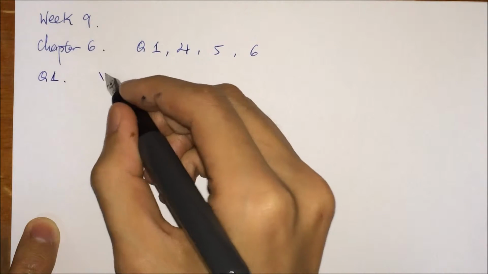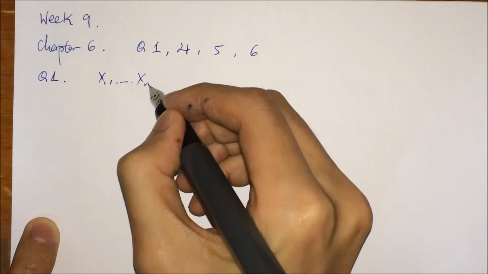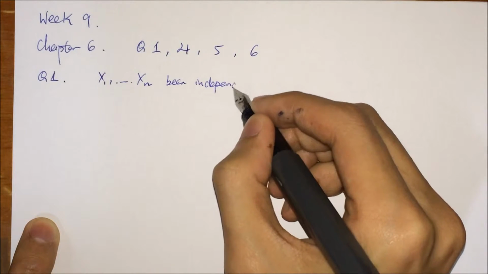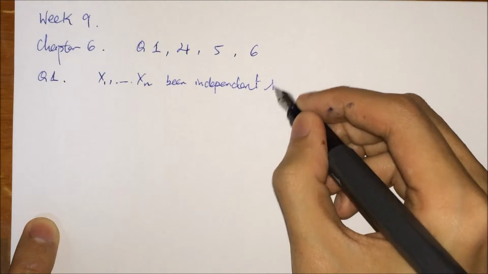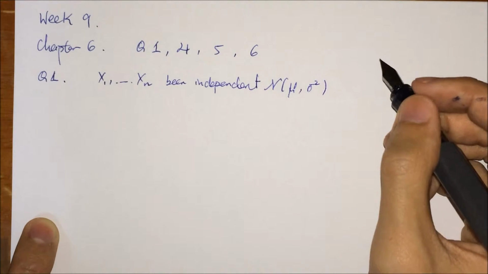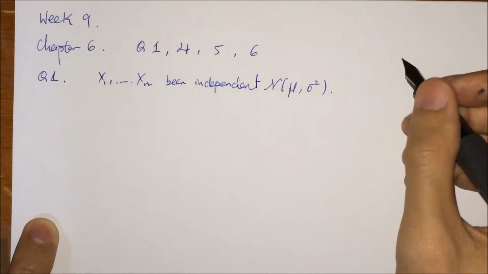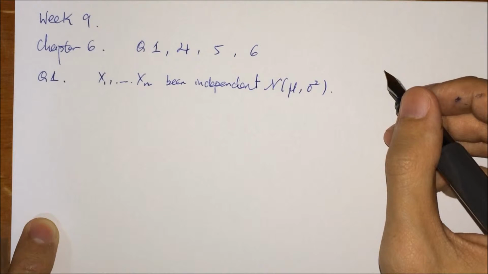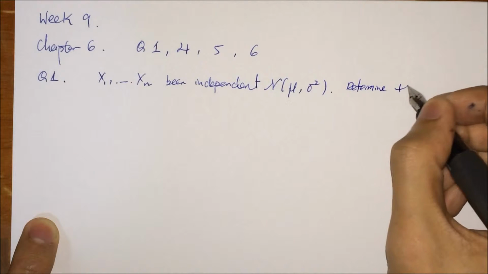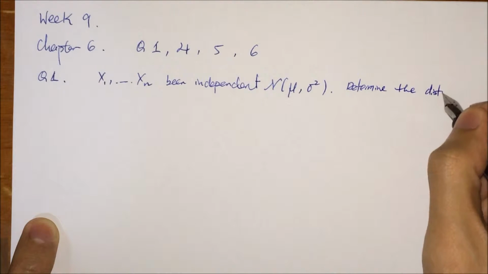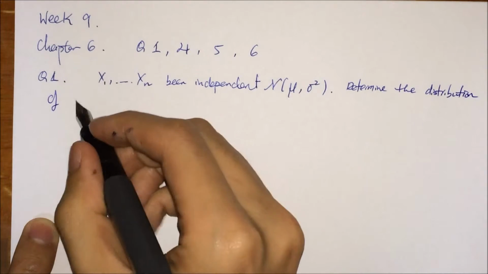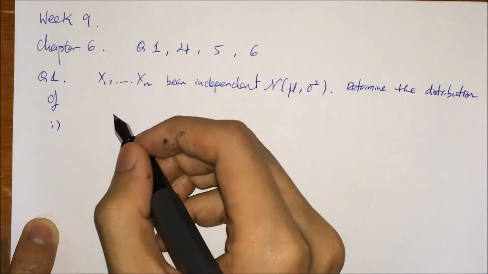So question 1, we have x1 up to xn being independent normal random variables with mu being the mean and sigma squared being the variance. So the point is to determine the distribution of the following. So let's do them one by one.